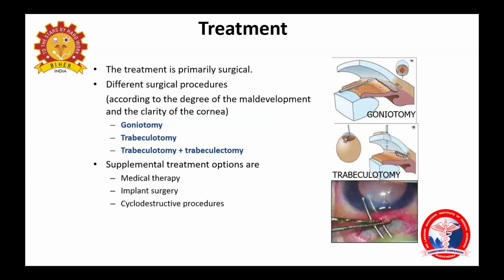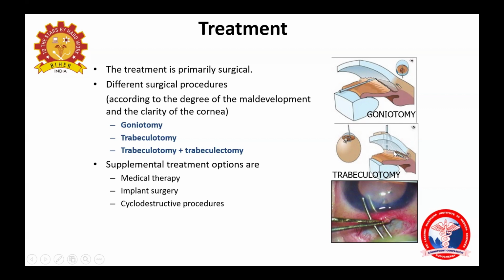What is the treatment? The treatment of congenital glaucoma is primarily surgical. You have different surgical methods according to the degree of the maldevelopment and clarity of the cornea. And these could be a goniotomy, a trabeculotomy, or a trabeculotomy along with a trabeculectomy. So a goniotomy is opening through the gonioscope, you're opening up this particular thing so that you're then able to facilitate aqueous outflow.